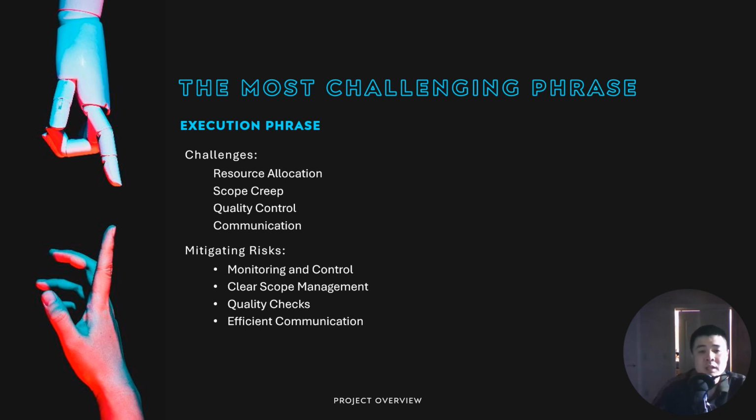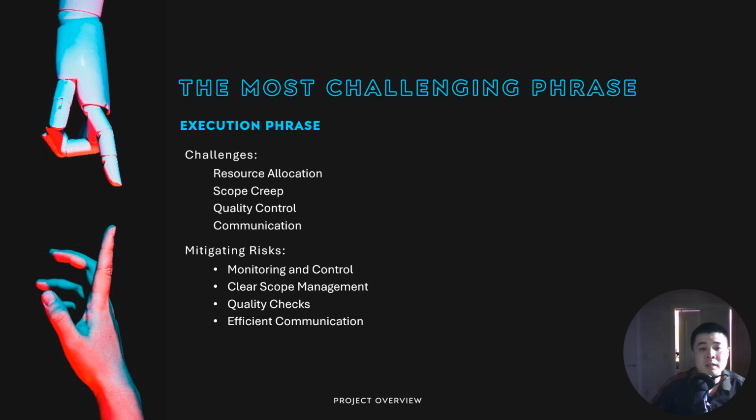To mitigate the risk in the execution phase, we must adopt a proactive approach. Here are some strategies. Firstly, establish robust monitoring and control mechanisms. Having a system in place for monitoring progress, tracking performance, and identifying issues early on is very important. This allows us to take corrective action promptly.